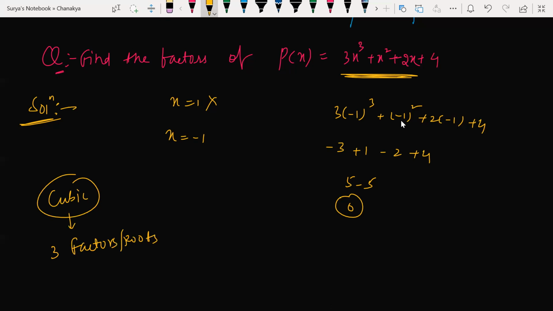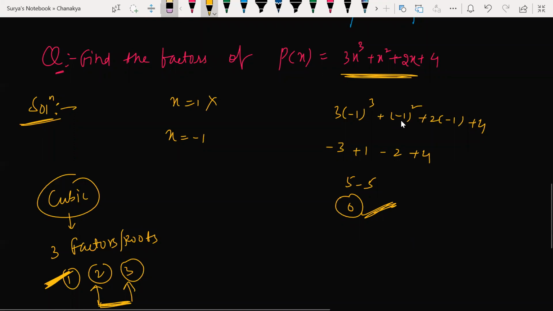If you guess one root, how do you guess that? By substituting any one random value, and if you are getting 0, yes, I got one root. That is how you conclude. But for getting the second and third root, first root you will be getting by guess. Second and third root, what you will be doing? You convert the polynomial into quadratic, then you factorize so that you will get the remaining two roots. Understood my point?